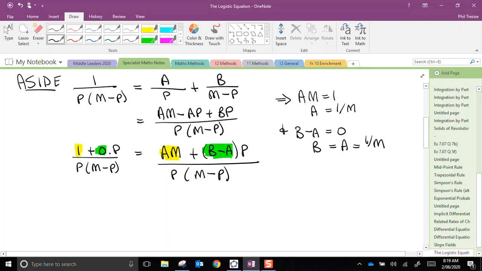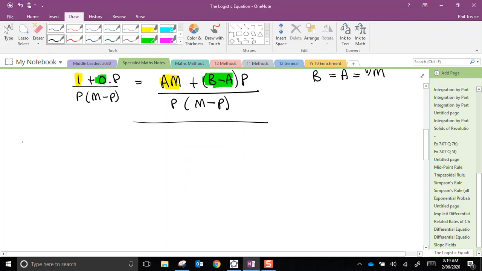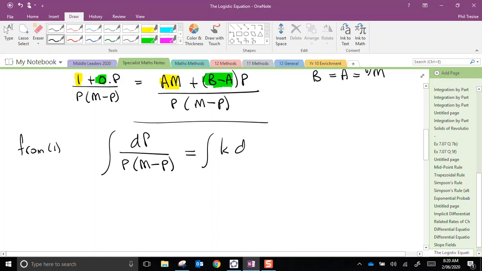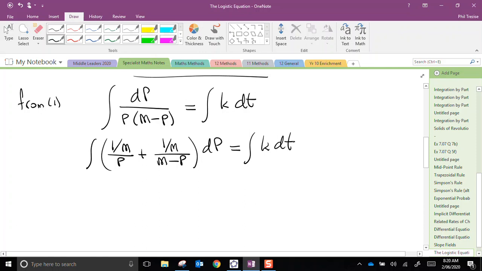Now what we'll do, of course, is go back to where we started from, equation 1. Equation 1 originally said the integral of dp over p times (m minus p) equals the integral of k dt. Now we'll write this as 1 over m over p plus 1 over m over (m minus p). All of that is integrated with respect to p, and that's the integral of k dt.